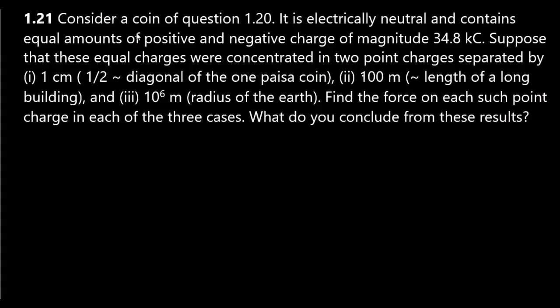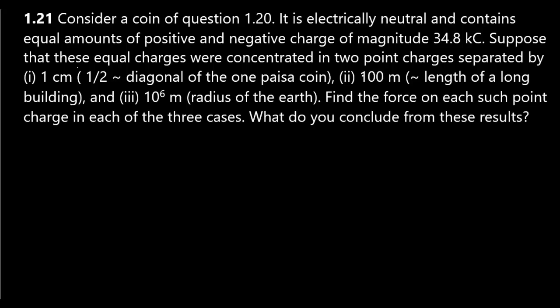Now consider a coin of question 1.20. It is electrically neutral and contains equal amounts of positive and negative charges. So in the previous video in this series of question 1.20, we have calculated that in the given coin that was made up of aluminium, we have this much magnitude of charge, that is 34.8 kilocoulomb.